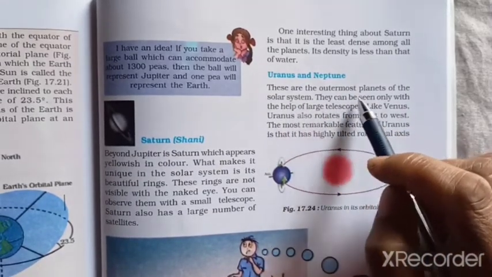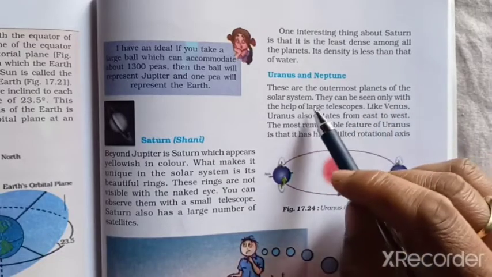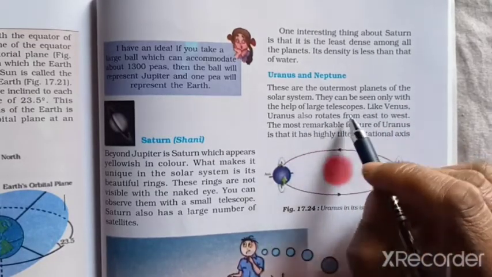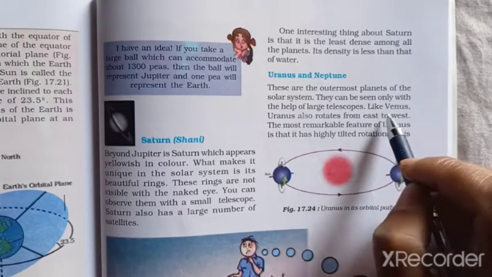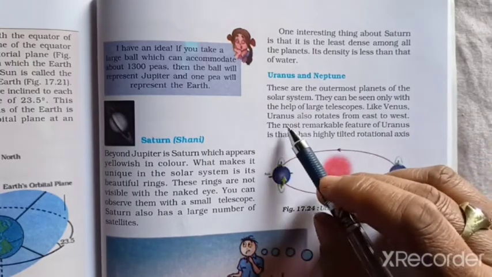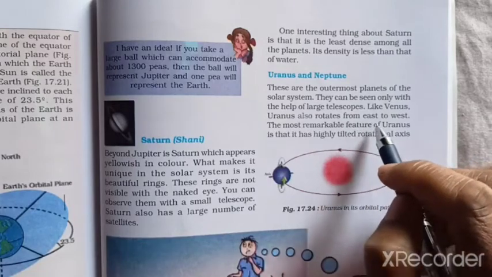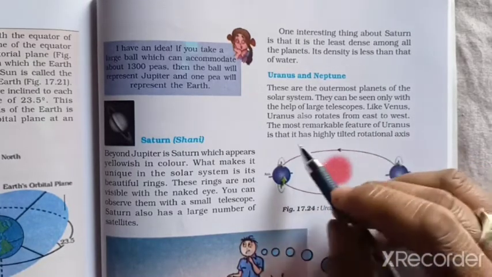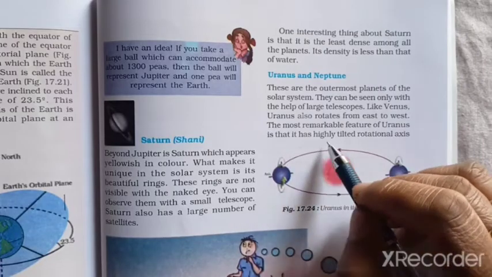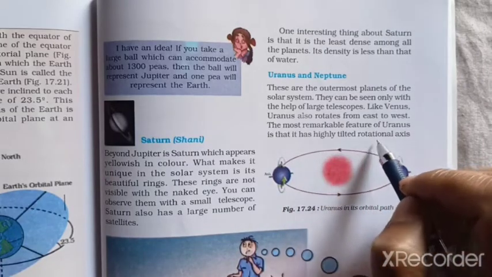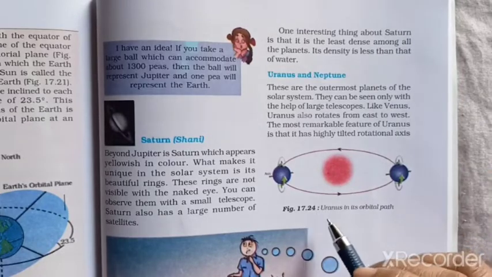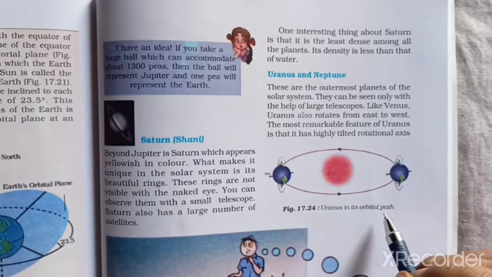These are the outermost planets of the solar system. They can be seen only with the help of large telescopes. Like Venus, Uranus also rotates from east to west. The most remarkable feature of Uranus is that it has a highly tilted rotational axis. So, figure number 17.24, Uranus in its orbital path.